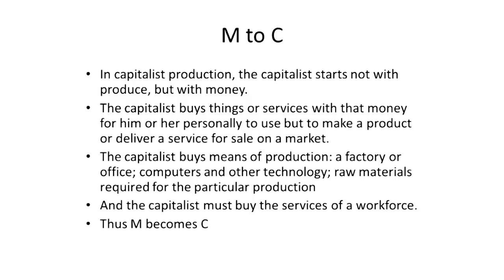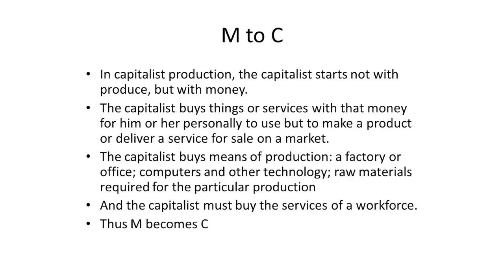In capitalist production, the capitalist starts not with produce, but with money. He buys things and services with that money, not for him to use personally, but to make a product or deliver a service for sale. So everything in production is for the market, not for personal use. On the whole, a capitalist doesn't build his own yacht. He might buy a yacht if that's what he can afford later on, but his activity is engaged in selling on the market, as we've just seen, by factory, computer, etc.